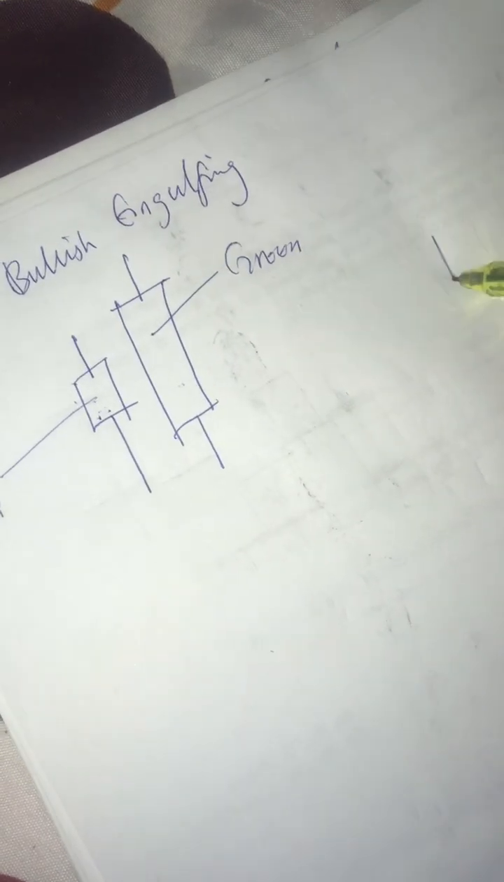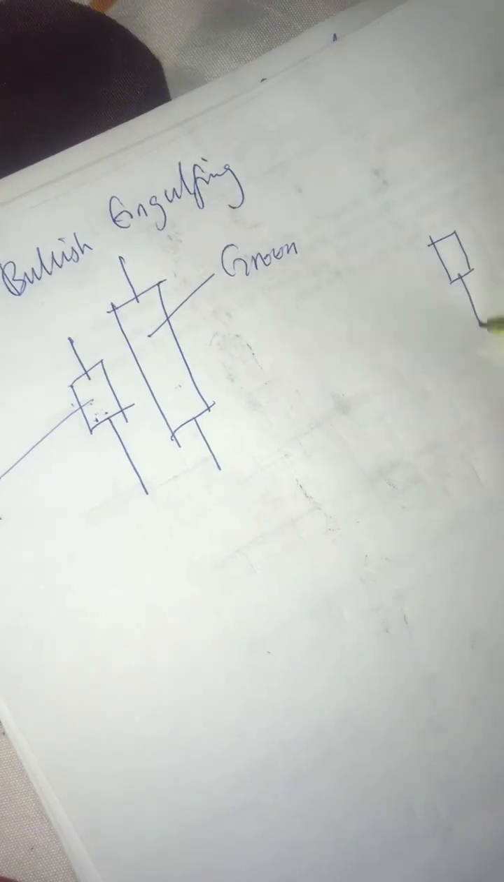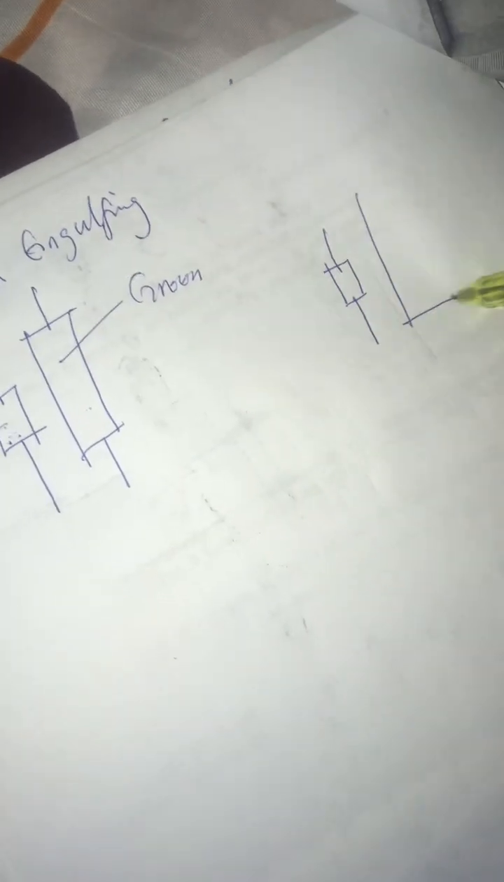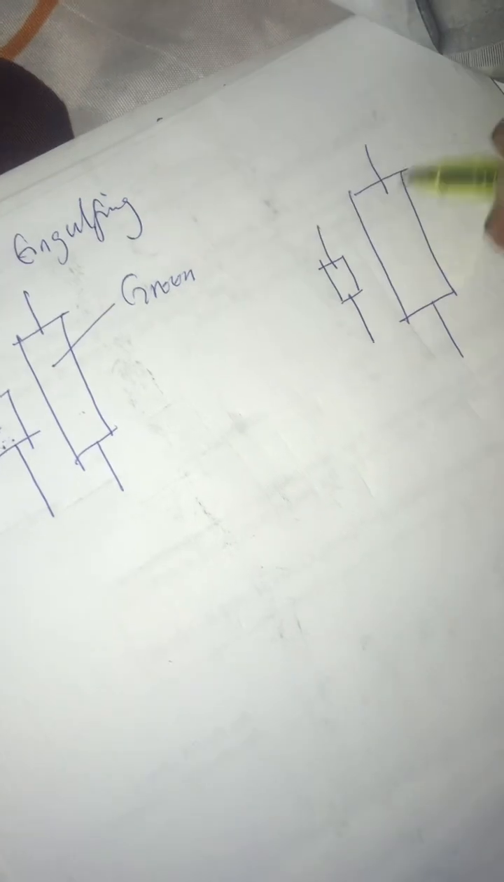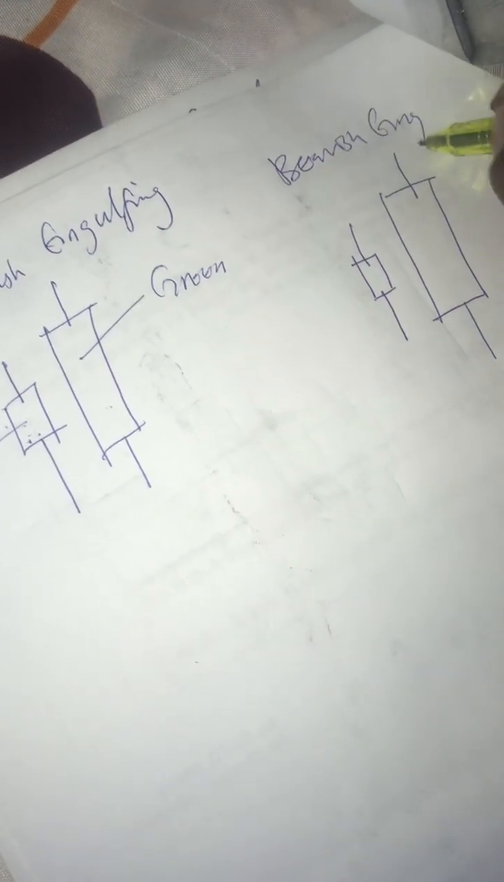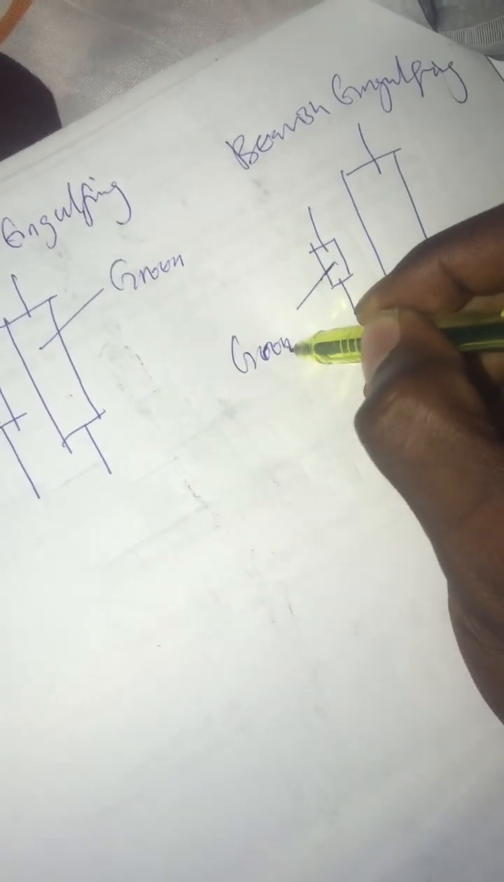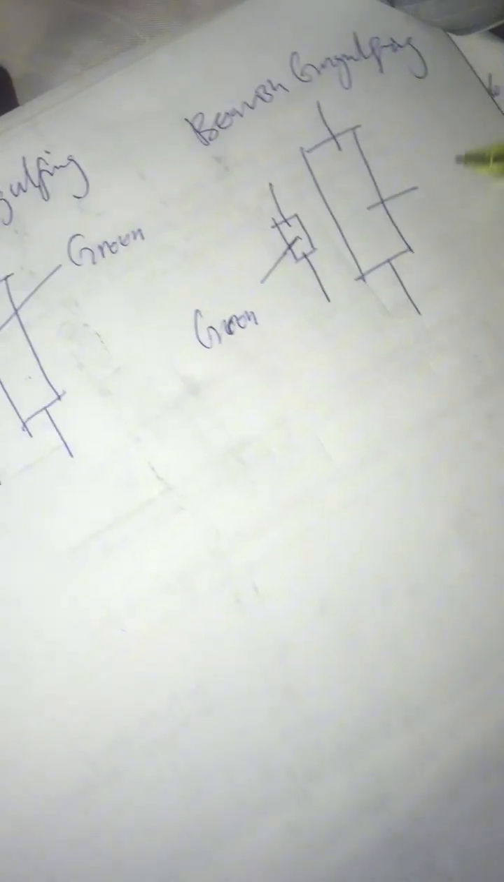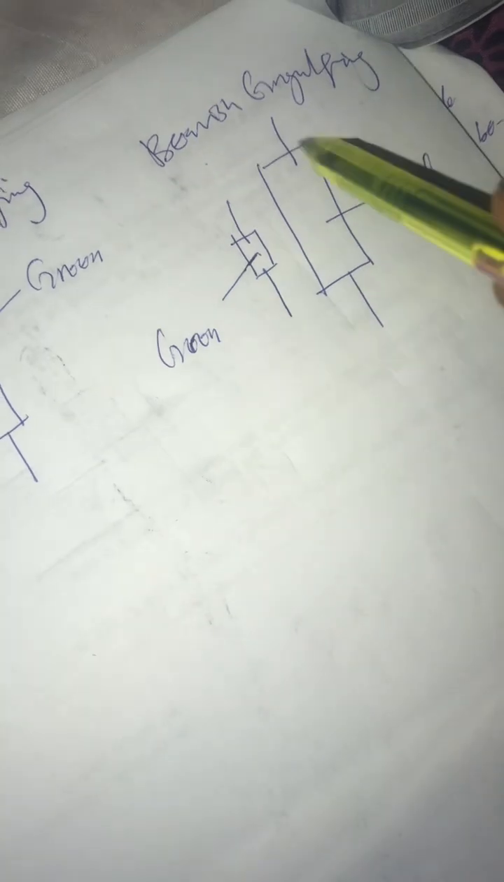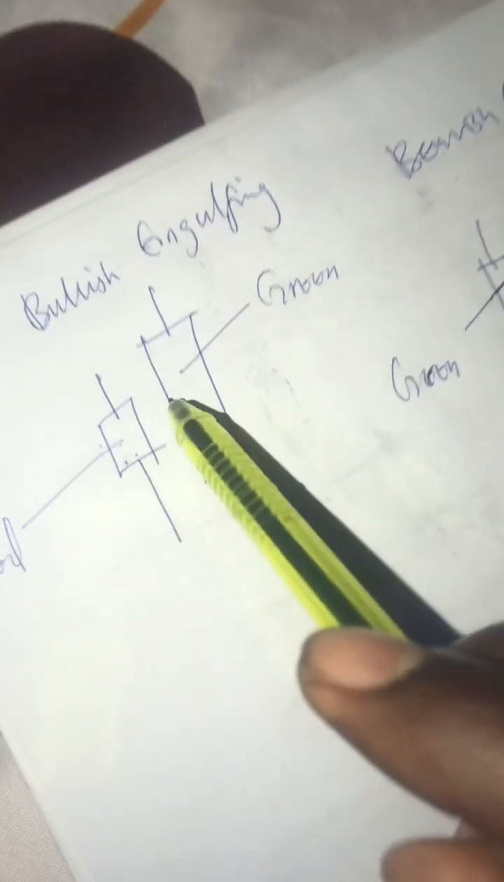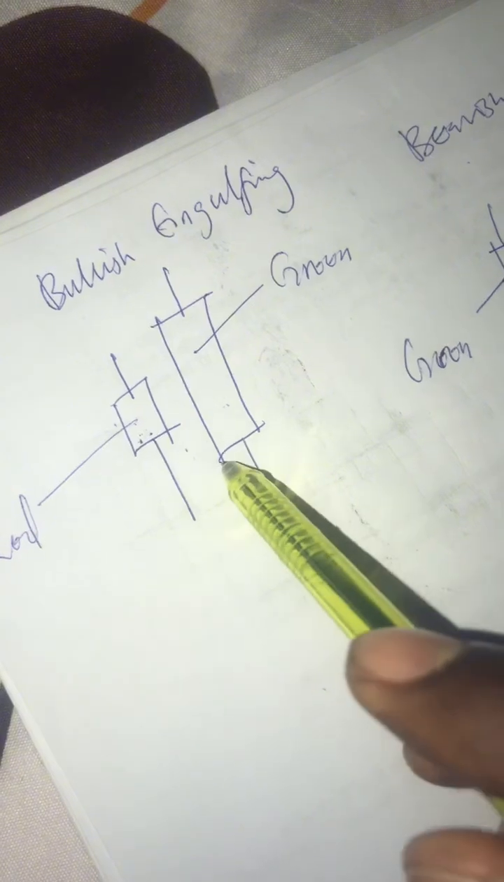This one is bearish engulfing. This is bearish engulfing, big one. All right, the small one is green. Are you getting me? The small one is green while the big one is red. This is bearish engulfing. If you see this candlestick, it is telling you that the market is moving downward. If you see this one, it's telling you that the market is moving upward.